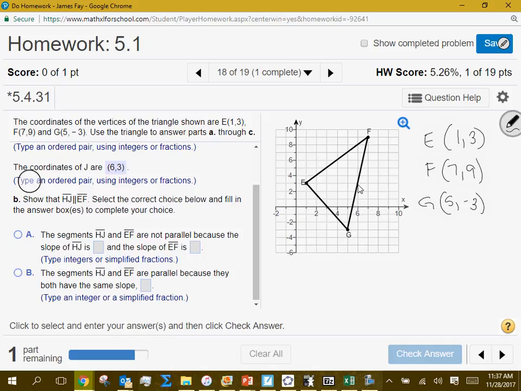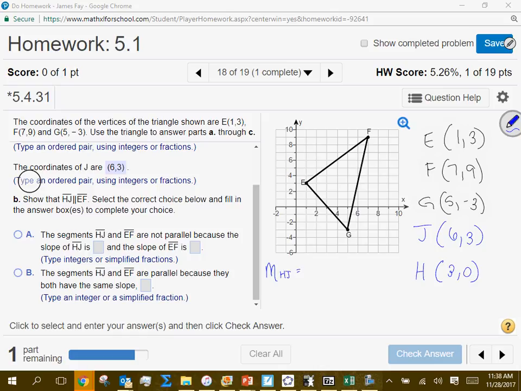Next part says, show that HJ and EF are parallel. Okay? So how do I show that things are parallel? Slopes. So I'm going to write over here J, which was 6, comma 3, and we'll write H, which was 3, 0. Now I'm going to find the slope then of those two lines, HJ.